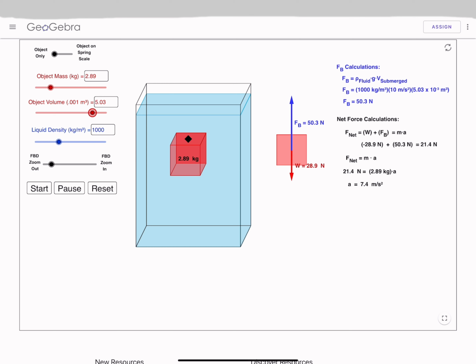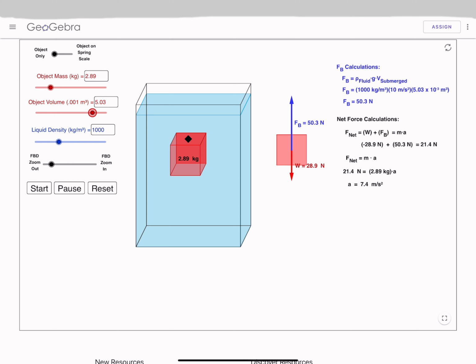As far as the situation is concerned, the calculation is showing you the equation F is equal to rho g V, where rho is the density of the fluid, g is the acceleration due to gravity, and V is the volume submerged. So what is the situation here? The upward force, which is the buoyancy force or upthrust, is 50.3 Newton. On the other hand, the weight is 28.9.